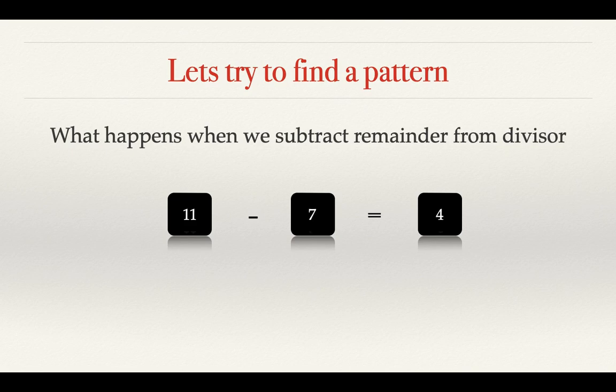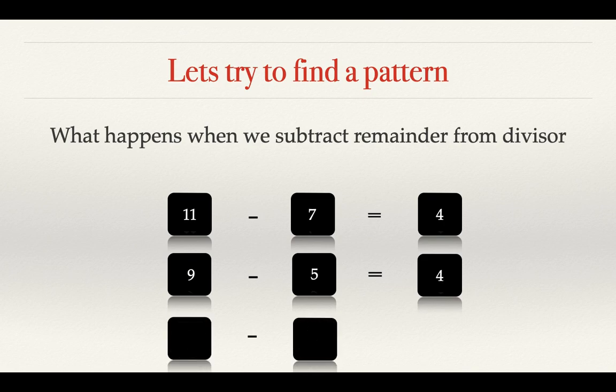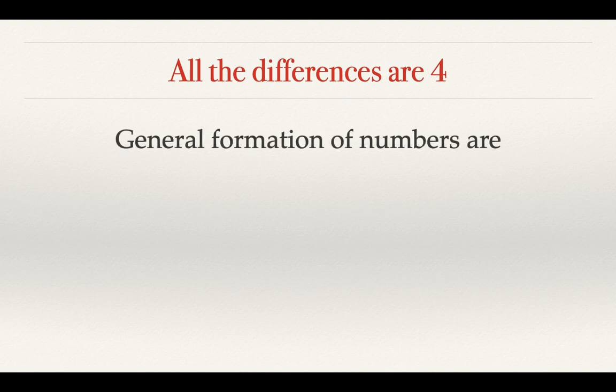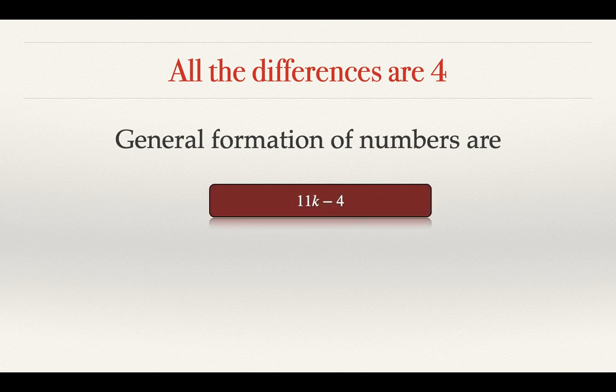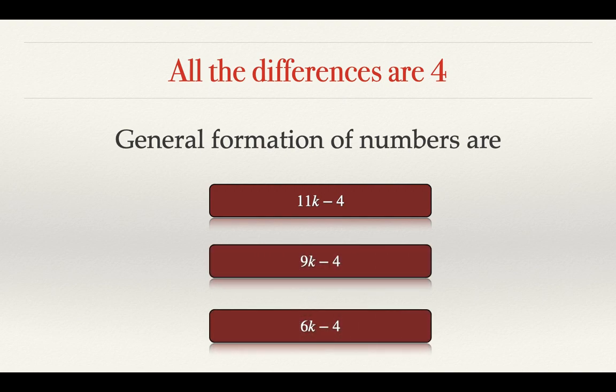First we will subtract 7 from 11 and we get 4. In the next case we subtract 5 from 9 and we will get 4. In the third case we will subtract 2 from 6 and we will get 4. Now we get a pattern of 4, like every subtraction is giving the result 4. With this fact we can form the general formation of numbers for our problem, which is 11k minus 4, 9k minus 4 and 6k minus 4. We have to remember that this is the general formation of numbers.